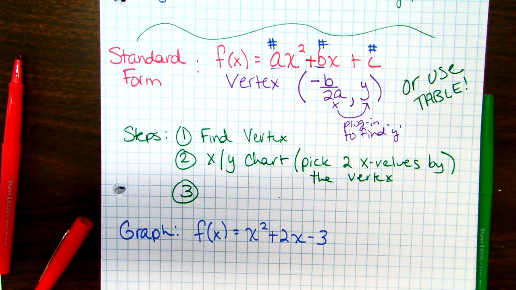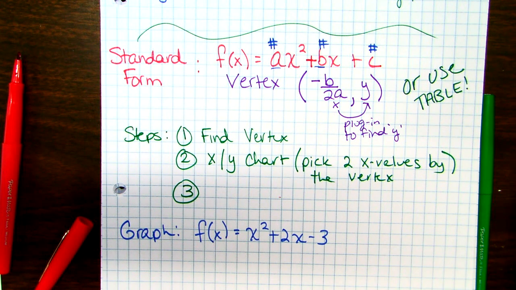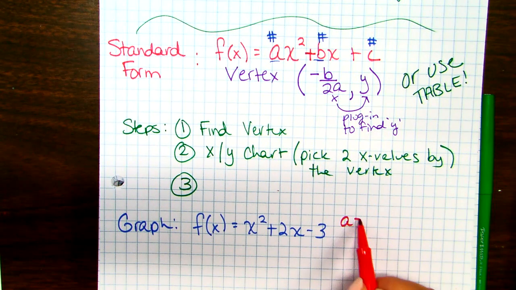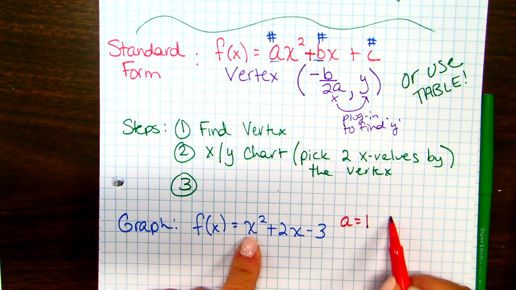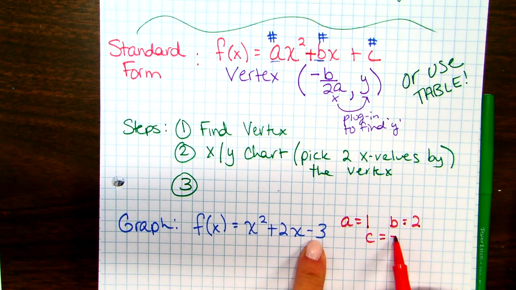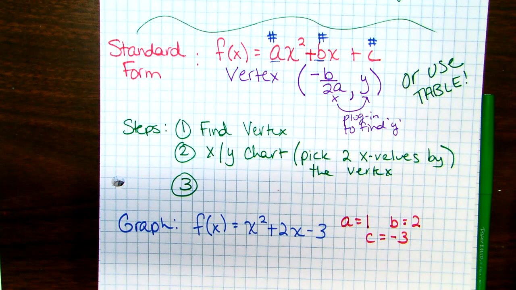So you should see the fact that this has an x to the second, that's what makes this a quadratic. If you remember, we had absolute value symbols that made it like a V when we graphed it. This is going to be a smiley face. Literally, it looks like a smile or it looks like a frown. So you should be able to identify what A is, what B is, and what C is. A would be 1, B would be 2, and C would be negative 3.